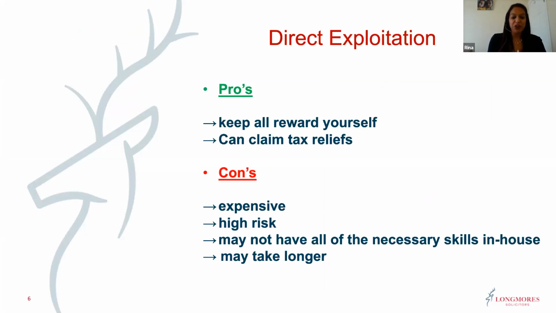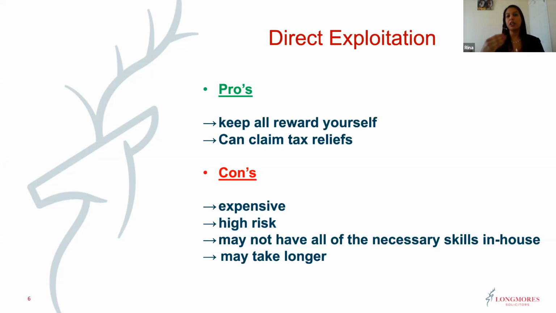So what can you do with your IP? You can commercially exploit it and use it to generate income, which can be done through a variety of ways. The first of these is where you're looking at developing the IP yourself, or direct exploitation. Essentially, with any IP strategy, it's got to fit with your overall business plan. And so this is a great way of doing it all yourself.